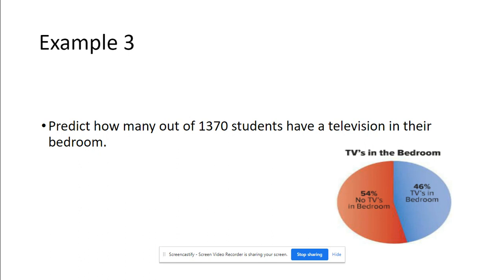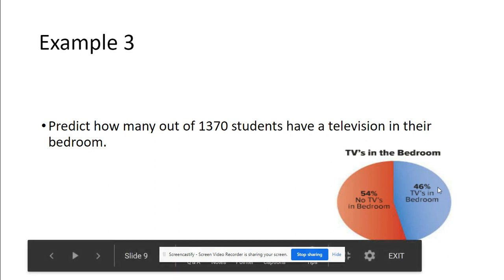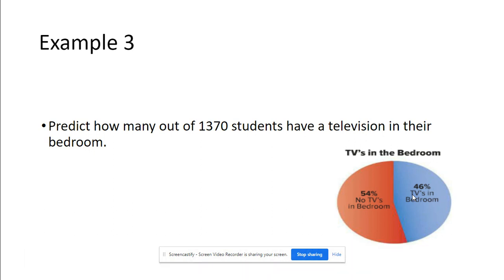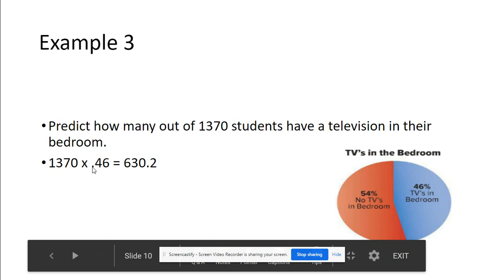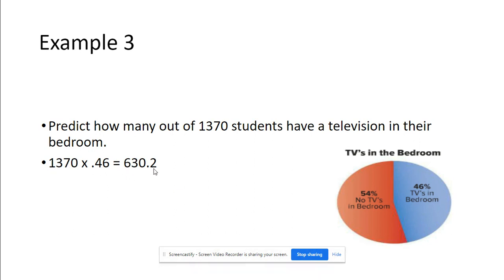So for this next one, now we're just changing the number of the population. So now it's 1370, and we're after have a television in their bedroom. So now we're looking at 46%. So I could set up a proportion again, or I can do it like I did here, 1370 times 0.46, and we get 630.2. Now this one again needs to be rounded. I think it makes a little bit more sense here because it's not halfway in between, but since it's 630.2, we should really round down. It's closer to 630 students.